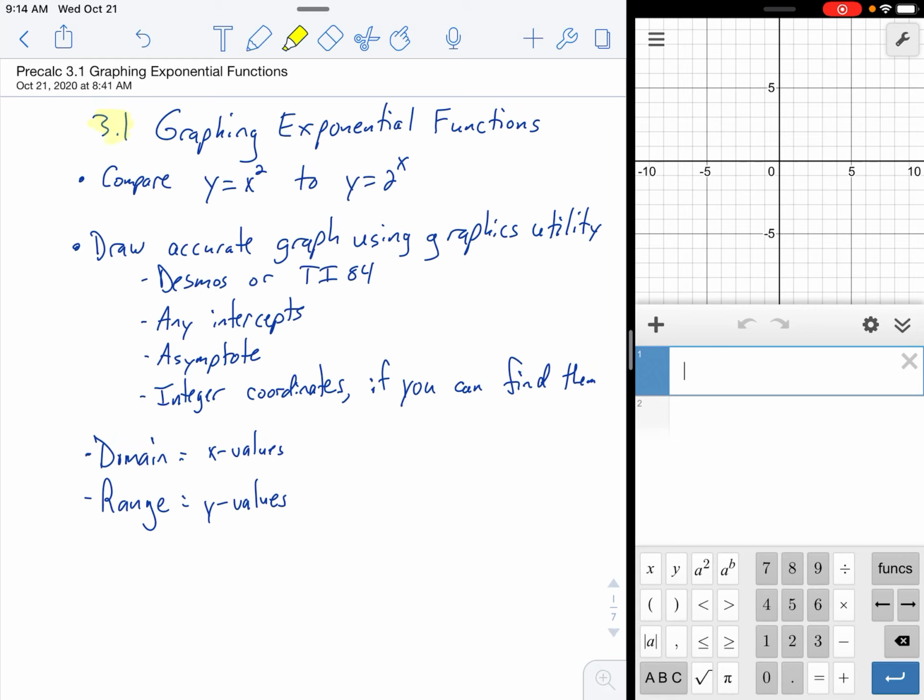I'm calling this 3.1. I'm going to number everything from now on so that assignments, notes, and worksheets, well, assignments are worksheets, but the grade book and Google Classroom, hopefully everything will be coded the same. So this is the third unit, that's why there's a 3. This is the first lesson, that's the 1, so 3.1. So the topic today is graphing exponential functions.